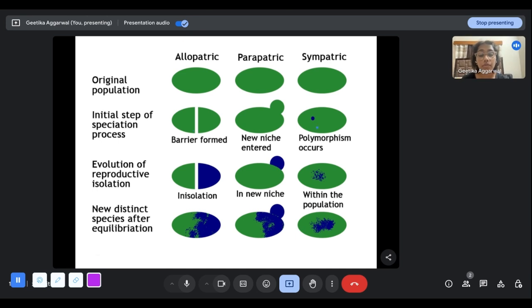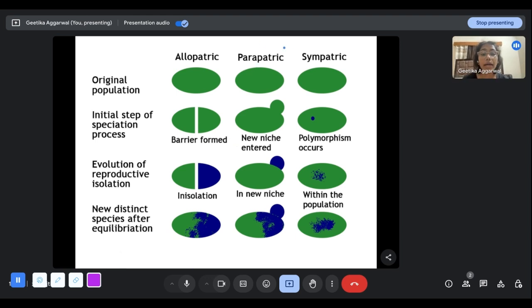Here you can see in this diagram how these speciations are very well described. In allopatric speciation, you have an original population. The initial step in the process of speciation is the formation of a barrier in this population. Then eventually, because there is a barrier to gene flow, there is evolution of reproductive isolation: the population on the left and the population on the right have no gene flow, they're reproductively isolated, they're unable to interbreed. And now, even if the barrier is taken away, these populations have formed distinct species, and they will not be able to interbreed. Right? That is allopatric speciation.